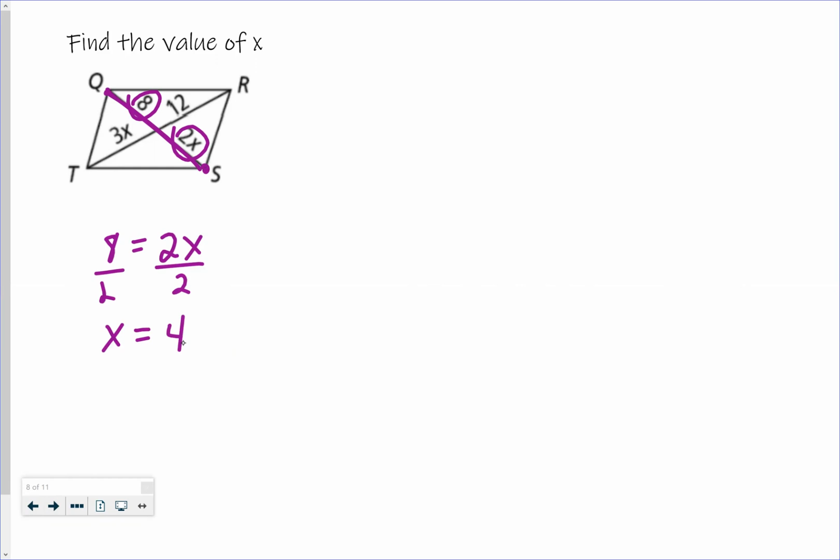Okay, now check that out. Look here, 3x should be equal to 12, right? If I do 3 times 4, because we said x is 4, 3 times 4, is that 12? Yeah, so x is 4.